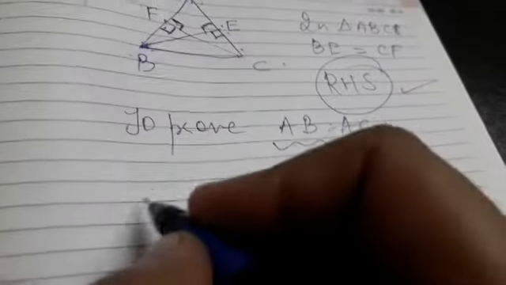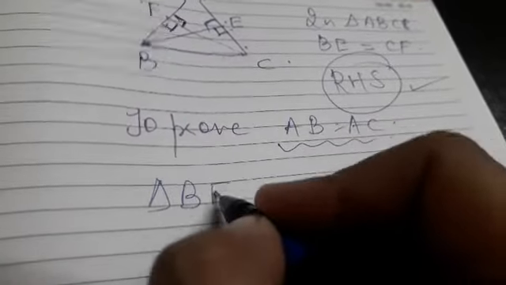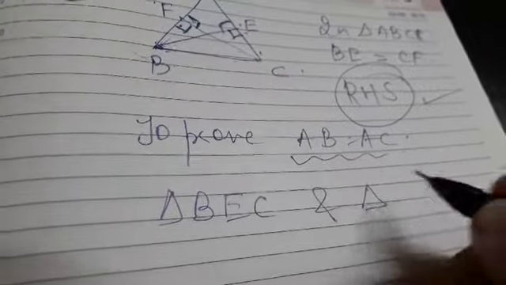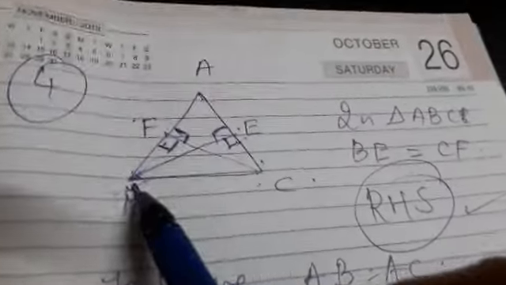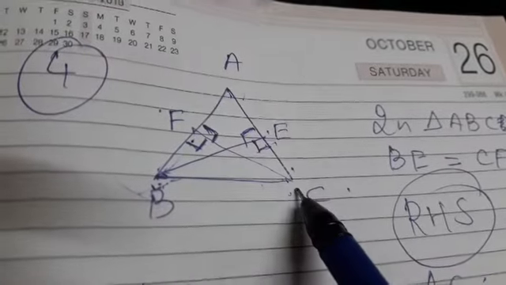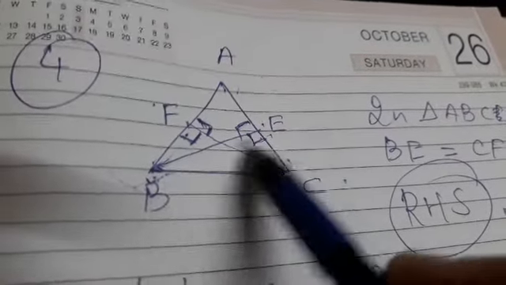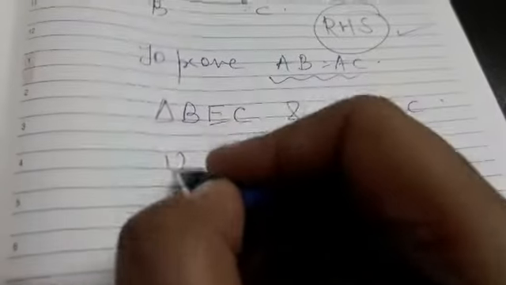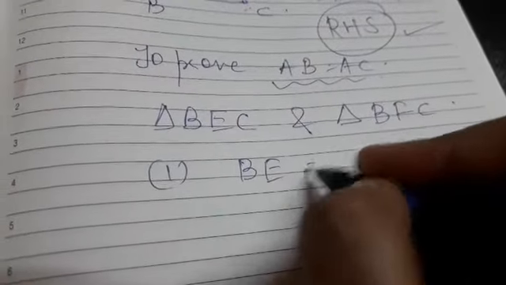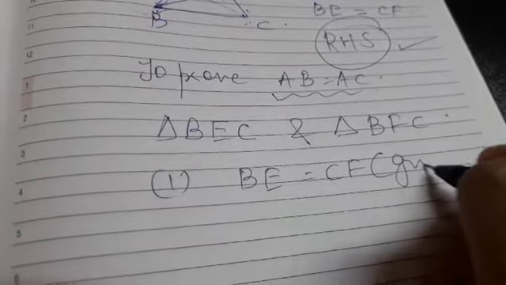BEC. Triangle BEC and triangle BFC. Okay. Now, when I take BEC, BE is equal to CF. First point. BE is equal to CF, which is given to you.